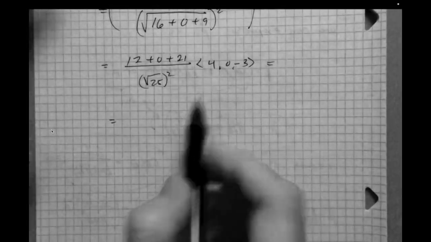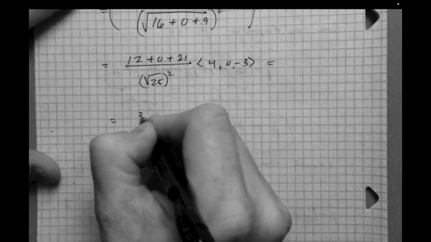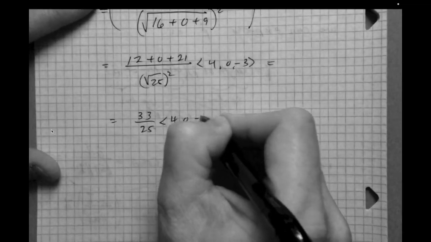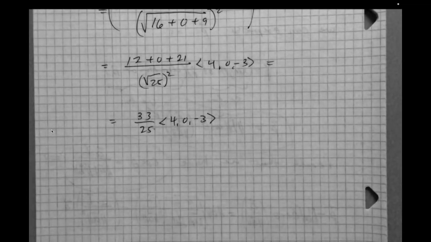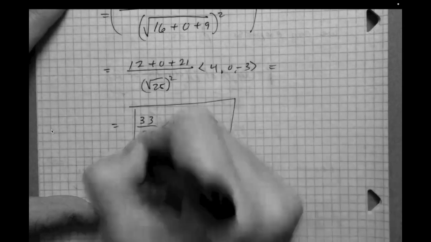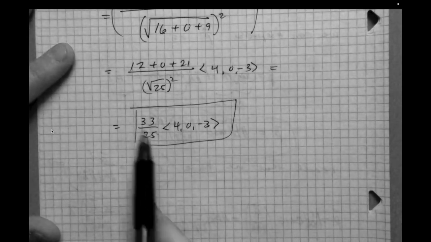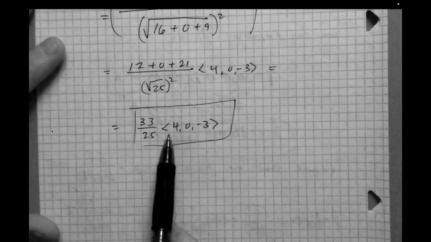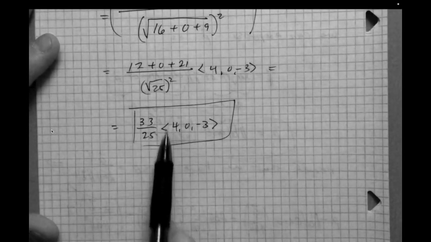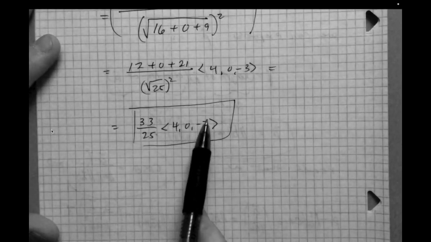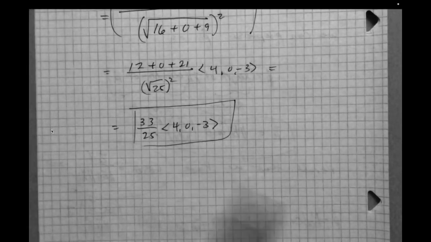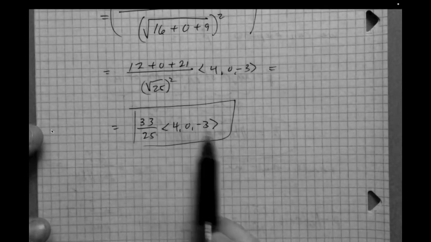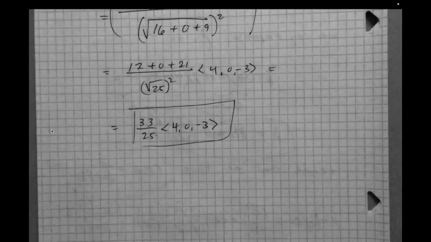Okay. And so what do I get? 33 over 25 times this. Okay, and so this would be your projection vector. Now again, it's totally fine to move the scalar in to do the actual scalar multiplication. So 33 times 4 over 25 here, and then 0, and then negative 99 over 25, right? So you can do that. But notice this is just a scalar times a vector, so you're naturally going to get a vector.